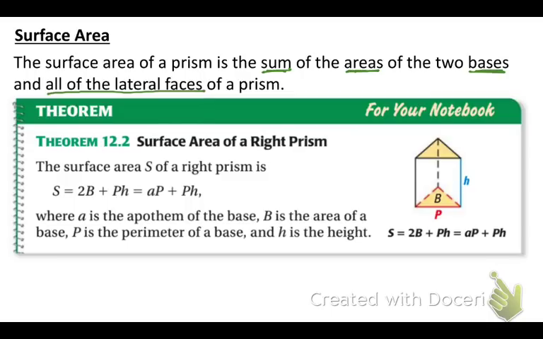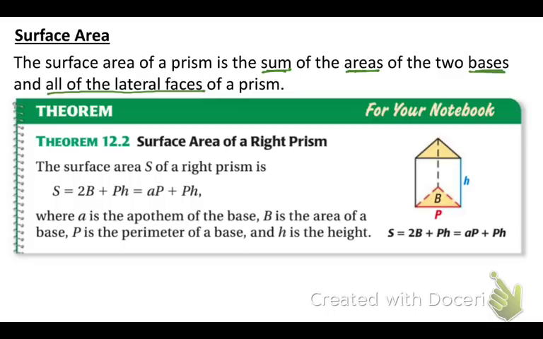So if you look at this little triangular prism here, in order to find its surface area, we would need to find the area of this base, the area of this base, and then the areas of these 3 sides. It's kind of hard to draw, but this one back here, this one back here, and this one in the front, and we would need to add them all together. That's the basic idea of surface area.